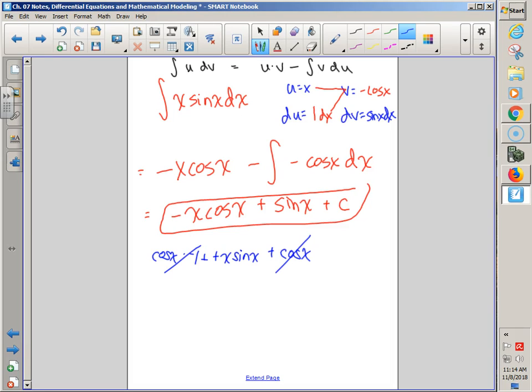Oh, right. It's not necessarily u and dv. It could be dv and u. That's why I asked you which one's simpler. Don't worry, don't worry, don't worry.